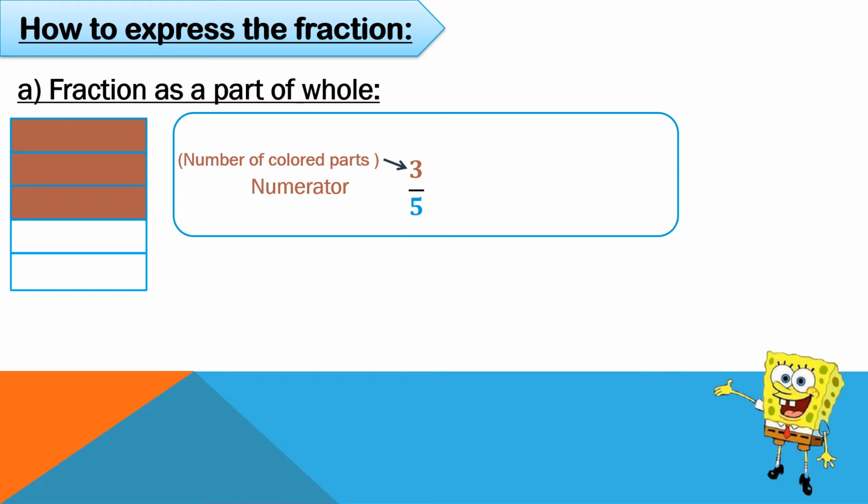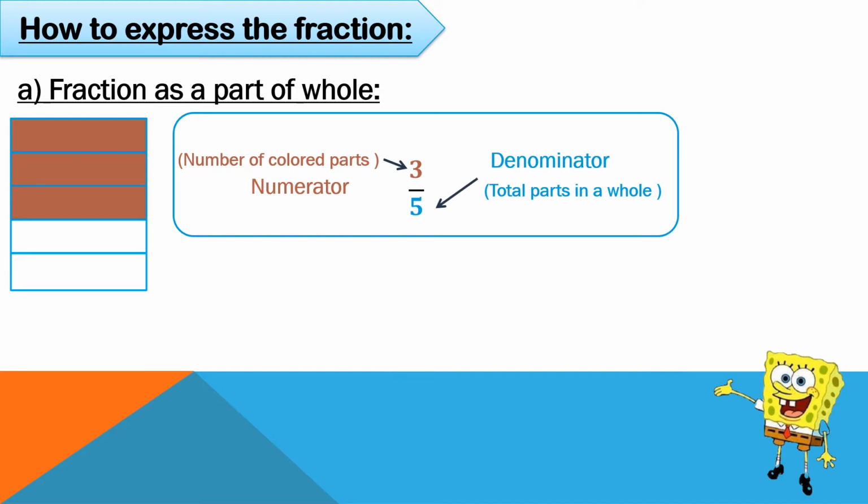How did you get 5? 5 is called the denominator, and it's referring to the total parts in the whole. So how many total parts? Brown and white, colored and not colored. Let's count together. 1, 2, 3, 4, 5. So I have 5 total parts, 5 parts in total, okay?